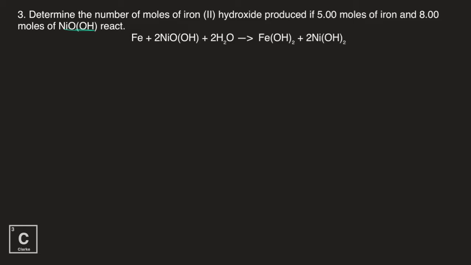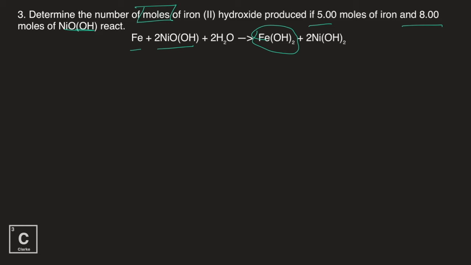Now, this is definitely a limiting reactant problem because we have 2 givens, especially when those 2 givens are reactants. We have 5 moles of iron and we have 8 moles of this nickel oxide hydroxide. Definitely going to be a limiting reactant problem, but it is just dealing with moles. So this is going to be a very short problem. Now let's go ahead and pay attention that it says determine the number of moles of iron 2 hydroxide. This is iron 2 hydroxide right here. This is the product we need to be comparing things to, but it did ask us just for moles.